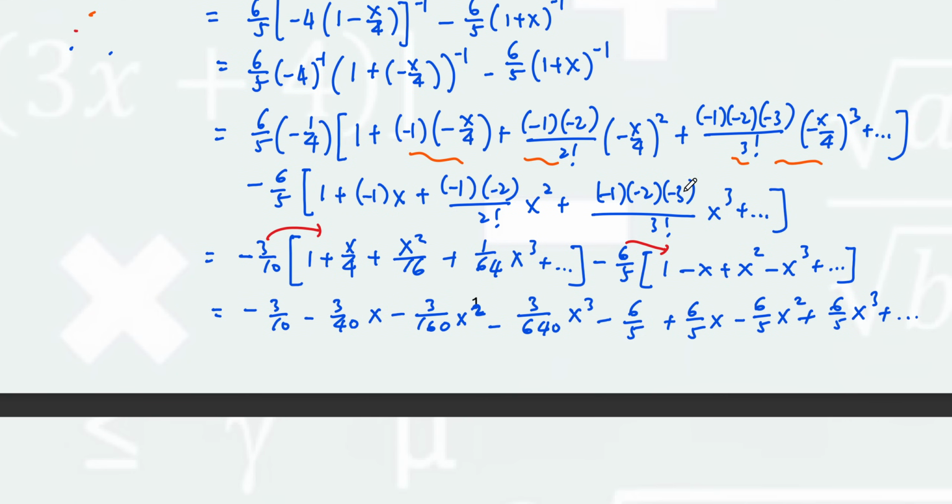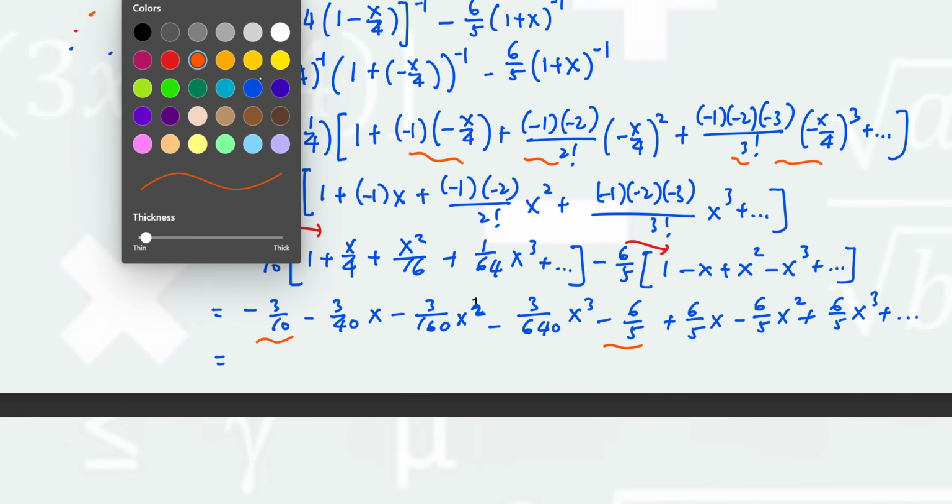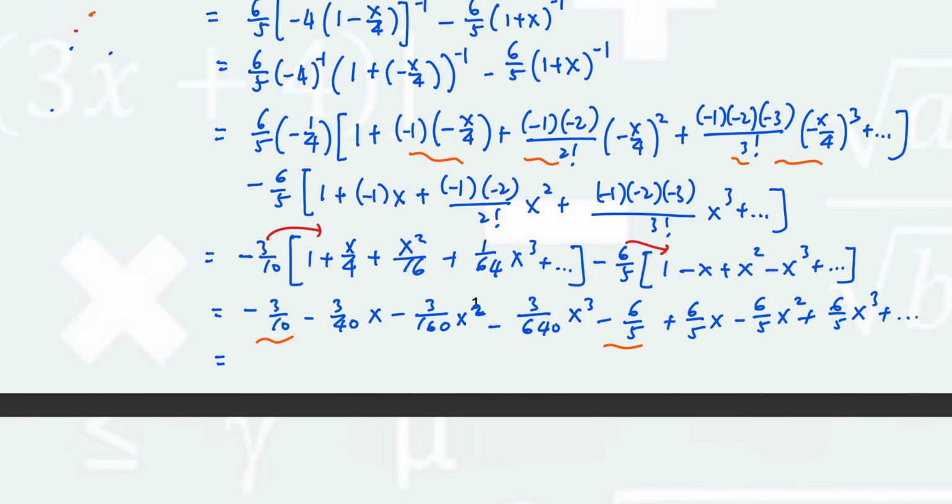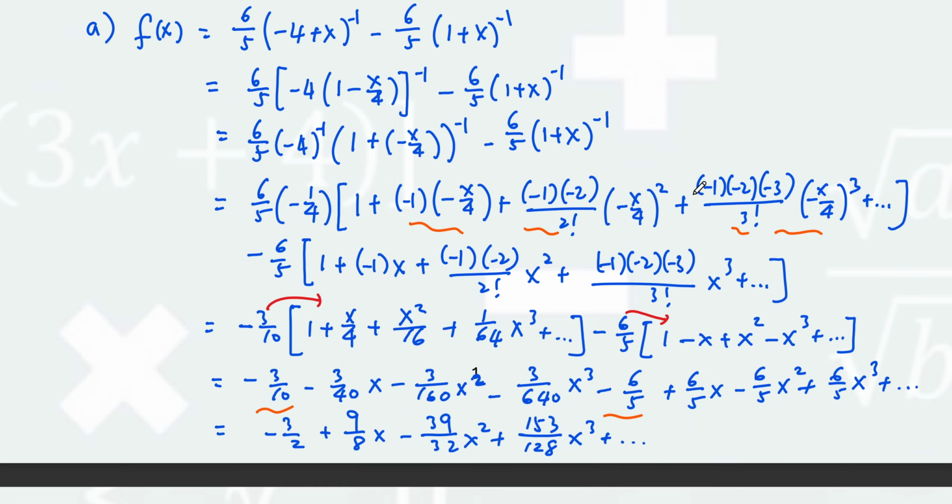Okay, so lastly, just simplify. Simplify constant with constant, so combine these two terms. This is going to be negative 3 over 2, and then followed by 9 over 8 x minus 39 over 32 x squared plus 153 over 128 x cubed. Okay, so this is the expansion up to x cubed for f(x).